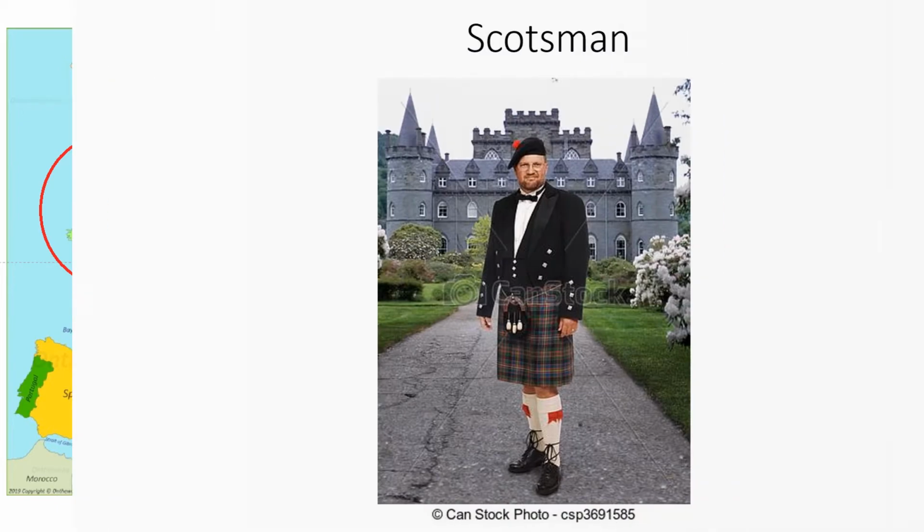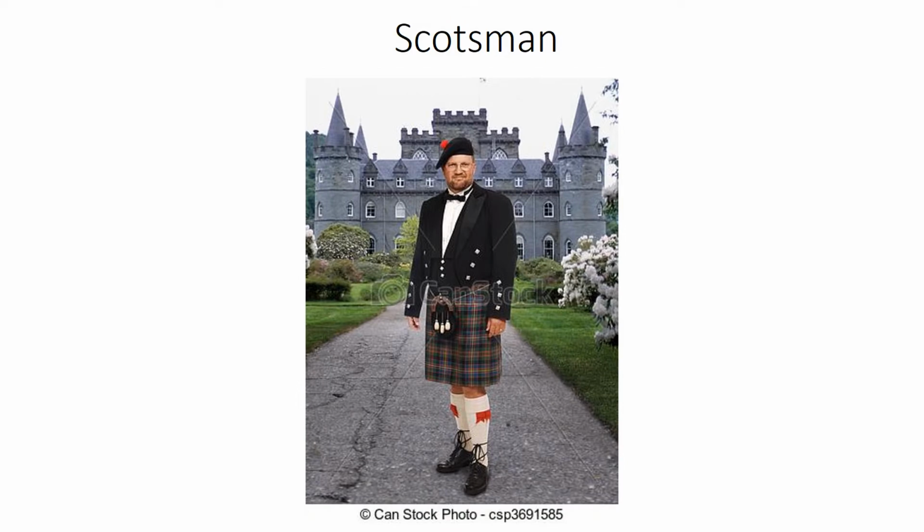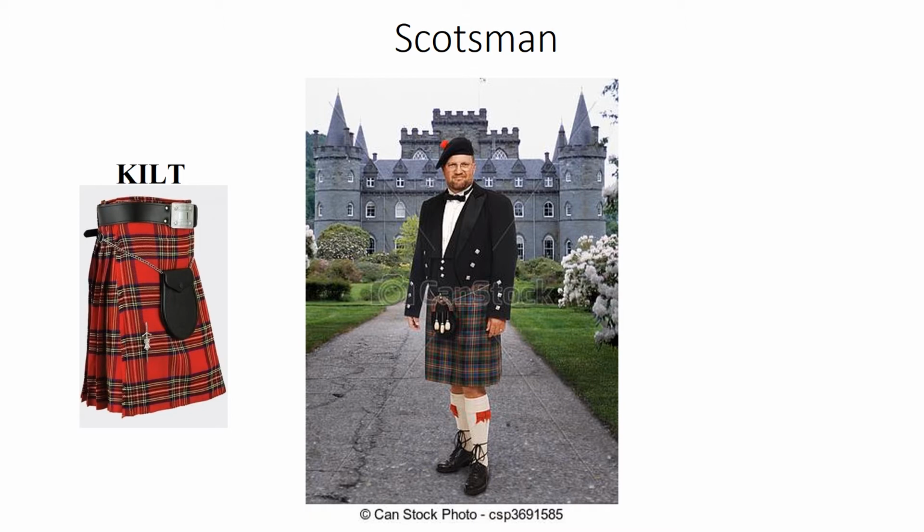Okay? Now, here is a guy from Scotland. Scotland, by the way, has a lot of castles in it, among other things. And part of the traditional way of dress for men in Scotland includes this thing that looks kind of like a plaid skirt, but it's not called a plaid skirt. It's actually called a kilt, and the little pouch in the front is always part of the kilt.